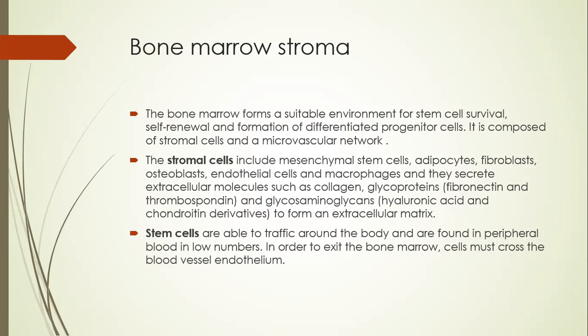The stromal cells include mesenchymal cells, adipocytes, fibroblasts, osteoblasts, endothelial cells, and macrophages, and they all secrete extracellular molecules such as collagen, glycoproteins, and glycosaminoglycans to form extracellular matrix. So these are the stromal cells which are making the extracellular matrix. The stem cells are able to traffic around the body and are found in the peripheral blood in lower numbers. In order to exit the bone marrow, cells must cross the blood vessel endothelium.